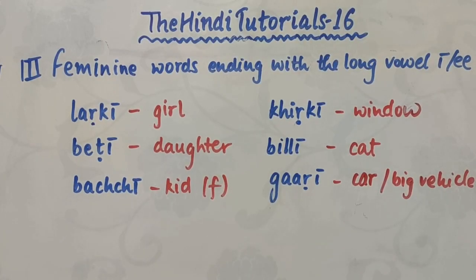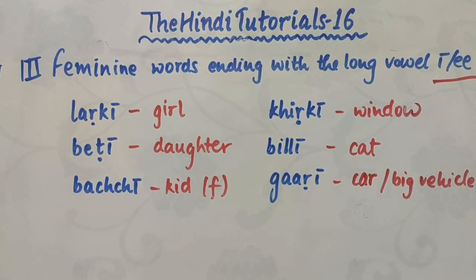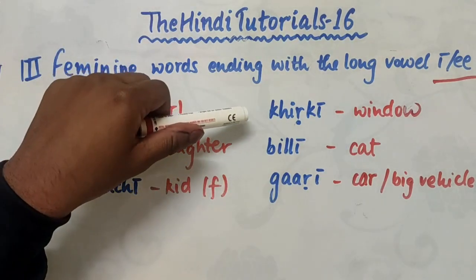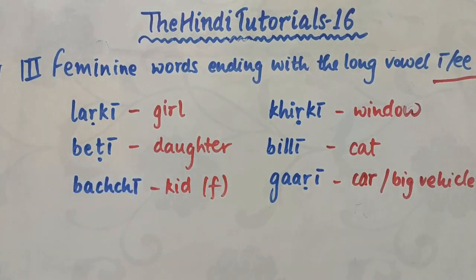The next type of words is feminine words ending with the long vowel E. Okay, E. Listen carefully. Ladki is a girl. Beti is daughter. Bachchi is a female kid. Okay. And these words we have learned already. Khidki is a window. Billi is a cat. And gadi is a car. Okay, or a big vehicle.